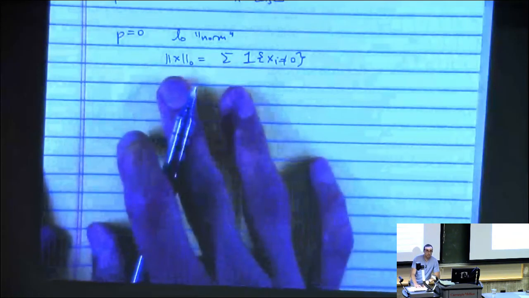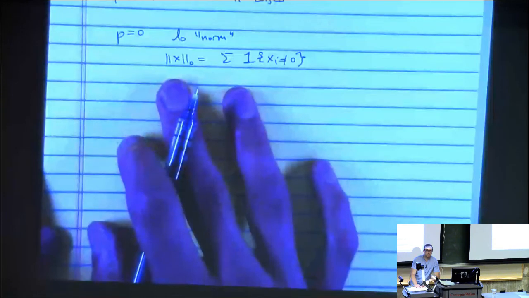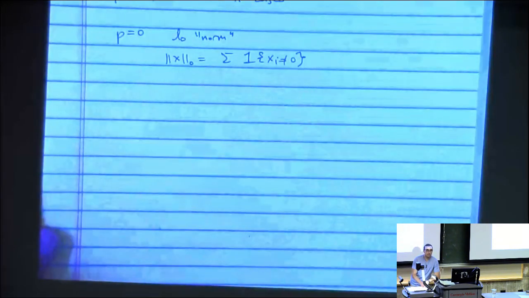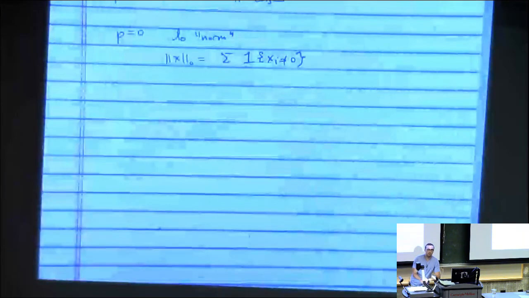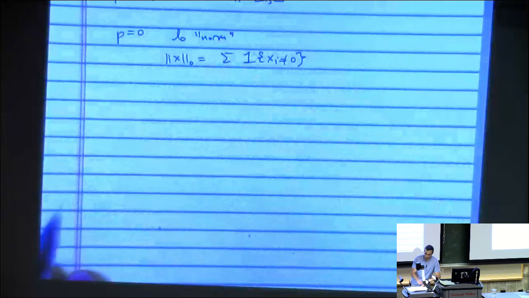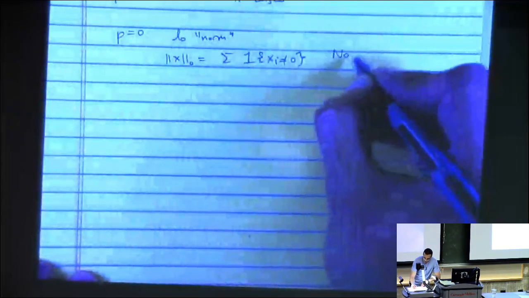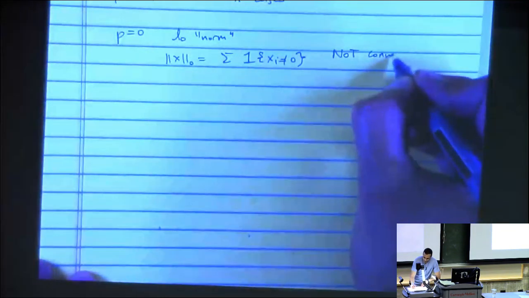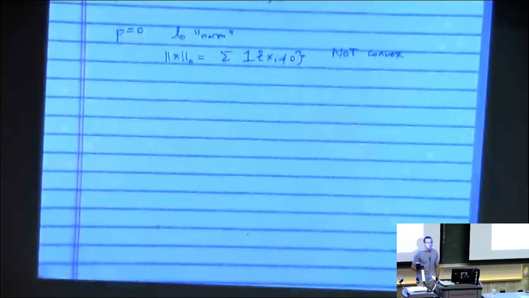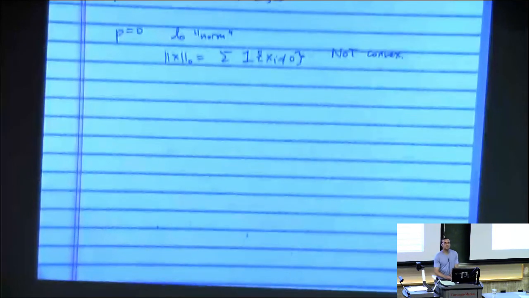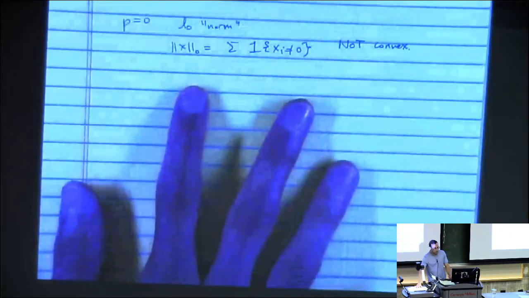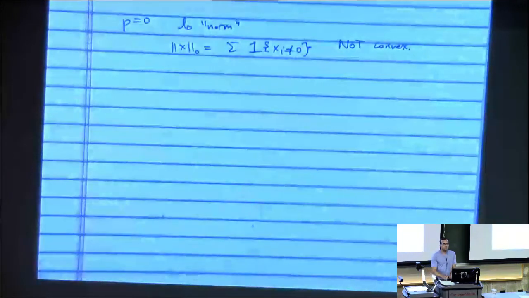It's not actually a norm because it doesn't satisfy positive homogeneity. If I take the norm of a times x for a positive a, it doesn't change the norm at all. It's just the number of non-zeros. So it's not a norm. It's not convex. Not our friend for now. But it is very interesting. It's elusive. So yeah, that's a good related point. Any other questions?